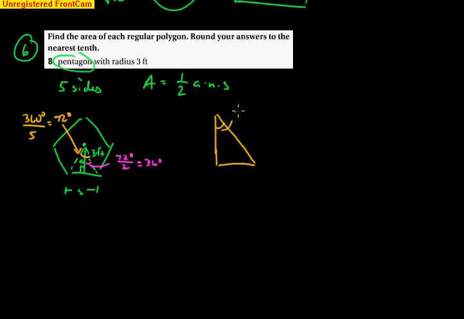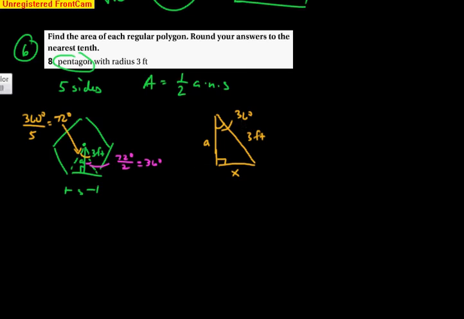The angle right here is 36 degrees. This is the apothem A. This is the right angle. This is the radius, 3 feet. We don't have the side length on this picture, but we do have half of the side length, so I'll call it x. Remember that once you find x, you have to double it to get the side length. So now I need to find a and x.